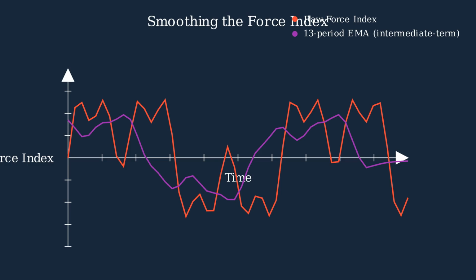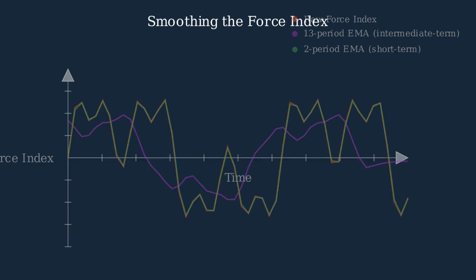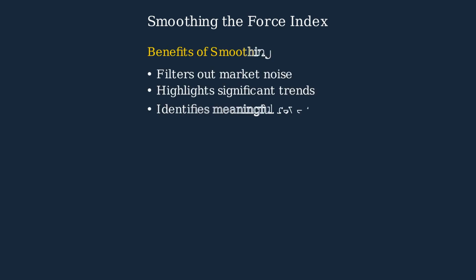This is commonly used for intermediate-term analysis. For short-term trading signals, a 2-period EMA is often preferred. It's less smooth than the 13-period EMA, but more responsive to recent price movements. Smoothing the Force Index offers several key benefits. It filters out market noise, highlights significant trends, and helps identify meaningful reversals.